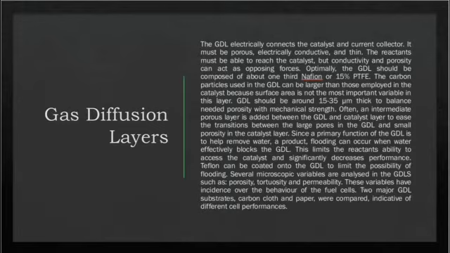Several microscopic variables are analyzed in the GDLs, such as porosity, tortuosity, and permeability. These variables have an incidence on the behavior of the fuel cell. The two major gas diffusion layer substances, carbon cloth and paper, were compared, indicating different cell performance.